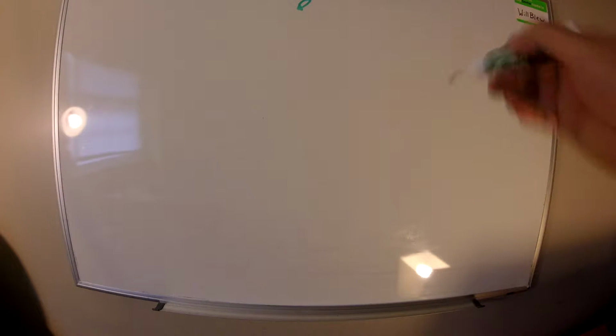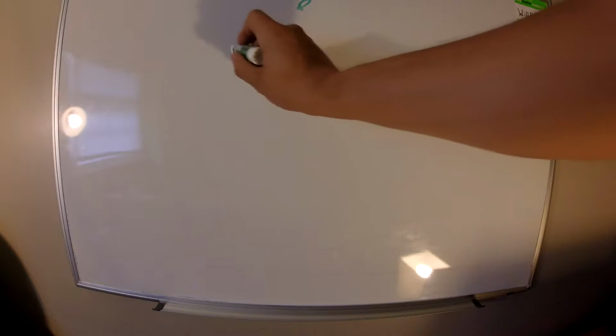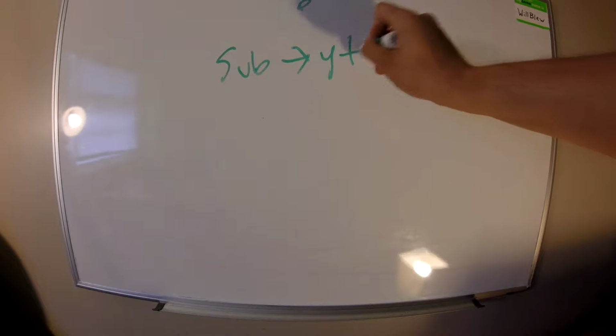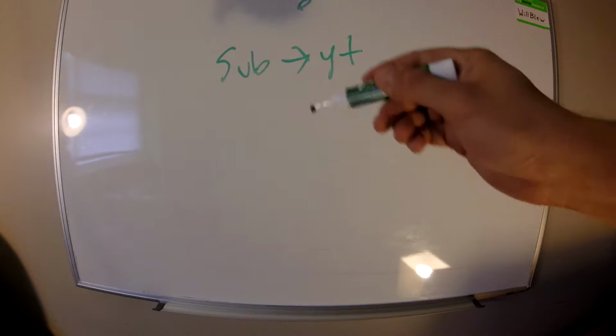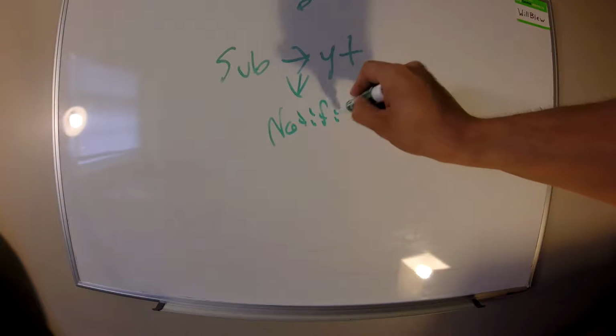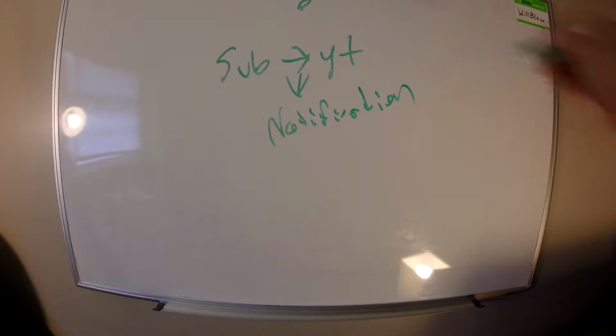Alright, so week 5. And this week's app is, I don't know what the name is, but it's a YouTube notification app. So, you subscribe to a YouTube channel, and when they upload a new video, you get a notification. That's it, right? Simple concept.